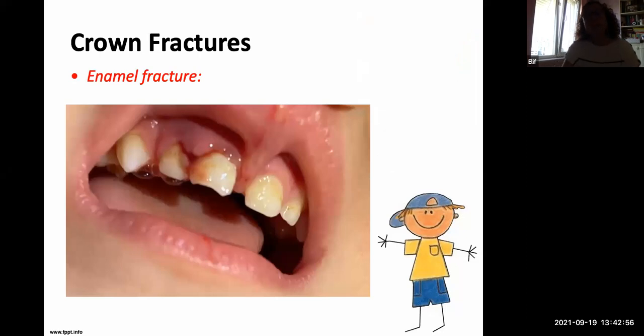Here we can see an enamel fracture on tooth 51, and we see the fracture is confined to enamel. And also there is an accompanying luxation injury, which we will talk about in further slides.